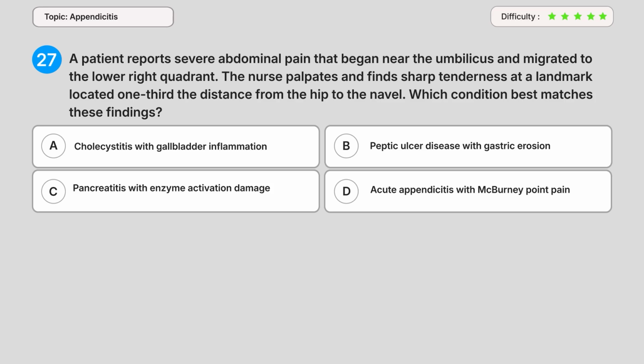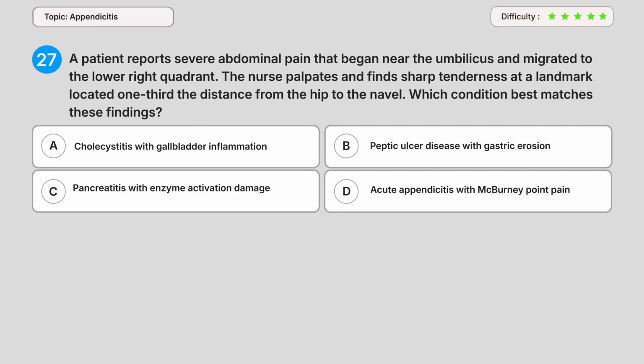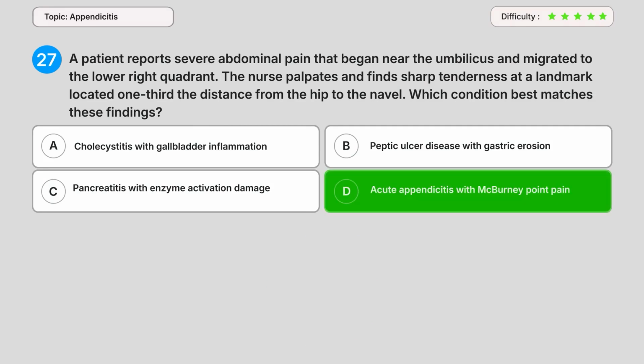A. Cholecystitis with gallbladder inflammation. B. Peptic ulcer disease with gastric erosion. C. Pancreatitis with enzyme activation damage. D. Acute appendicitis with McBurney point pain. Can you guess the answer? Correct answer. D. Acute appendicitis with McBurney point pain.